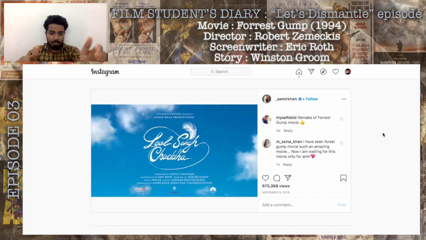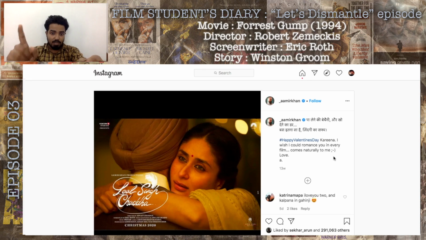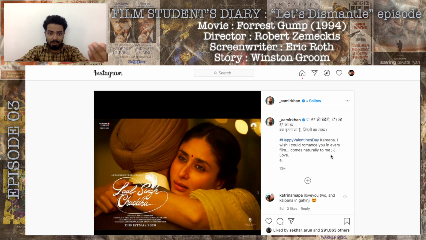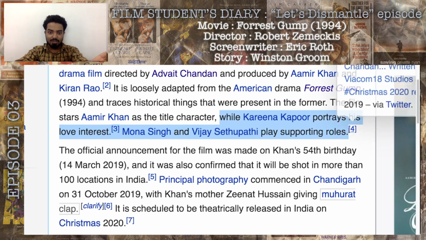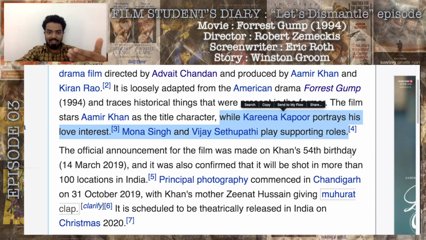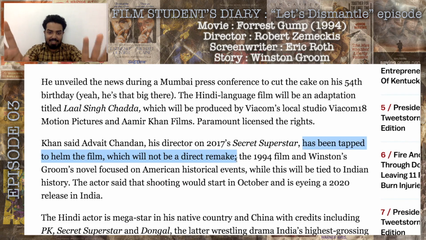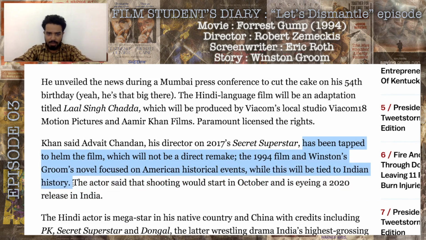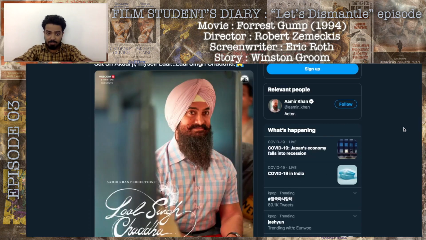Anyway, if the wiki page is to be believed, Kareena Kapoor will be the Desi Jenny. And if my wild guess is correct, Mona Singh will be the Indian version of Mrs. Gump. And Vijay Sethupathi will appear as a Desi version of Bubba. Vijay Sethupathi. Wow. They claim it's not a direct remake, but I believe it's Forrest Gump fried in a Bollywood pan, along with some Desi flavors.